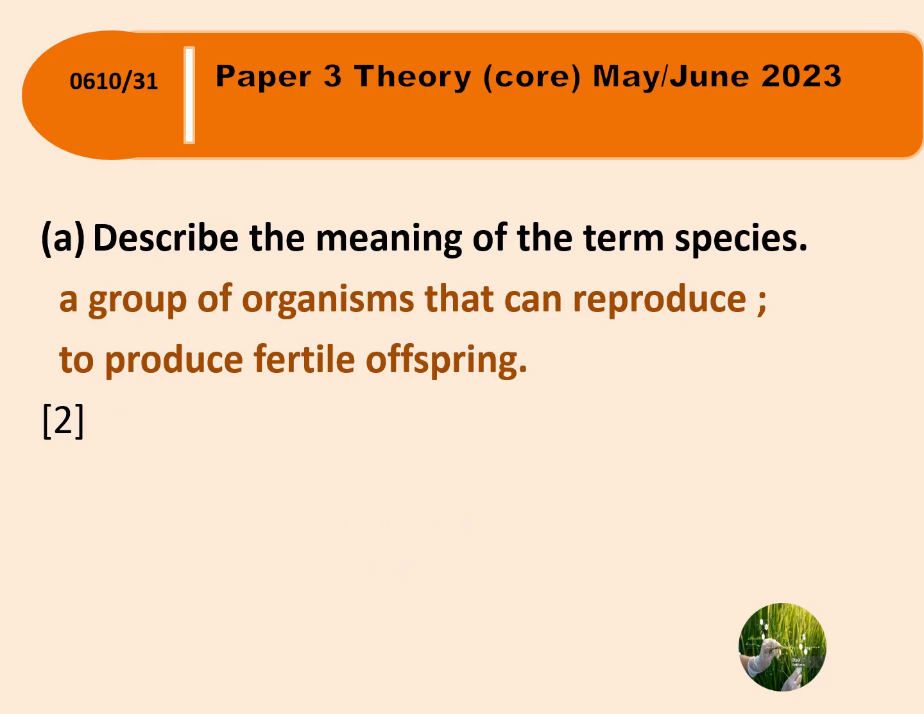May June 2023. A part of the question. Describe the meaning of the term species. So species definition is a group of organisms that can reproduce to produce fertile offspring.